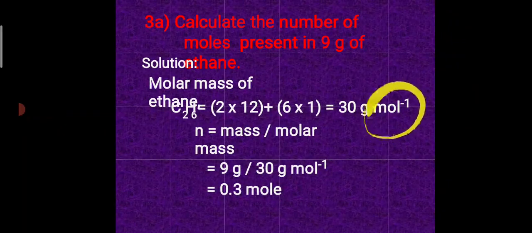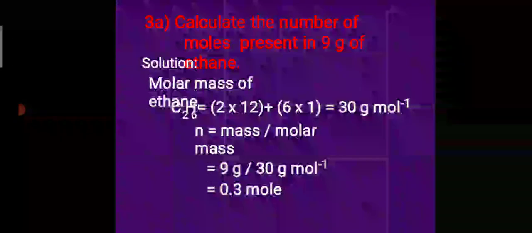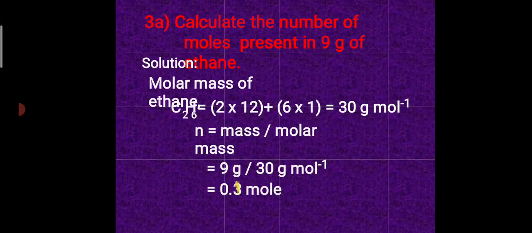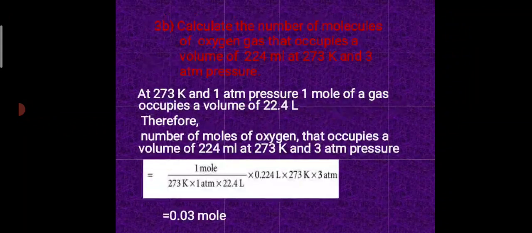Just now we saw, for molar mass we have to use the unit gram per mole. So 9 gram divided by 30 gram per mole, gram will get cancelled. The answer will be 0.3. Mole inverse will go to the numerator so that you will get mole. Clear?